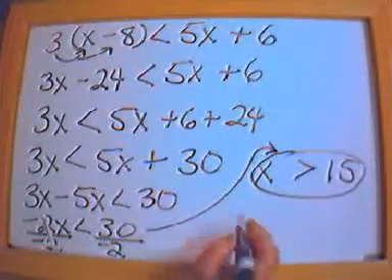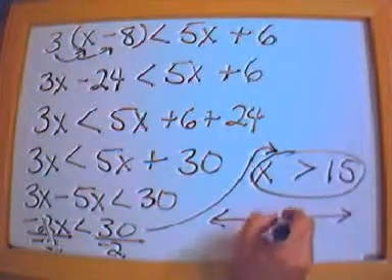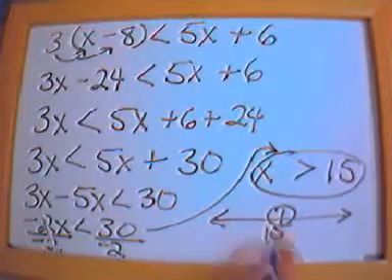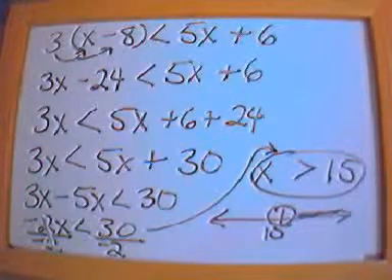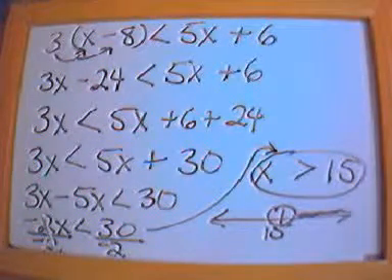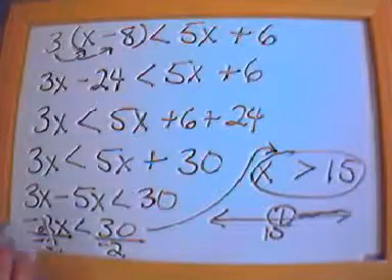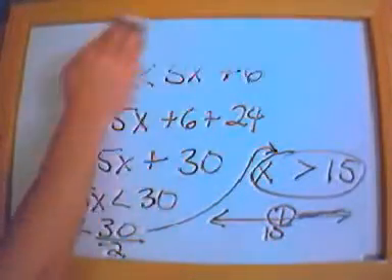That is the answer, and of course if you were to graph that, if this were 15, you'd have an open circle, and it would be all the numbers out here to the right, greater than 15, but not including 15. Okay.